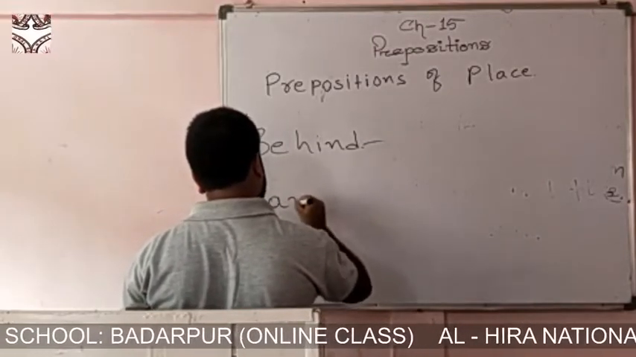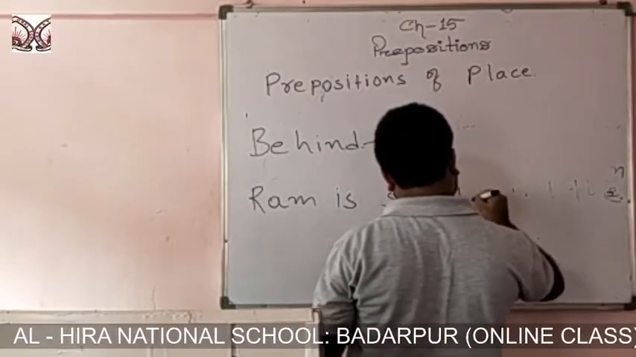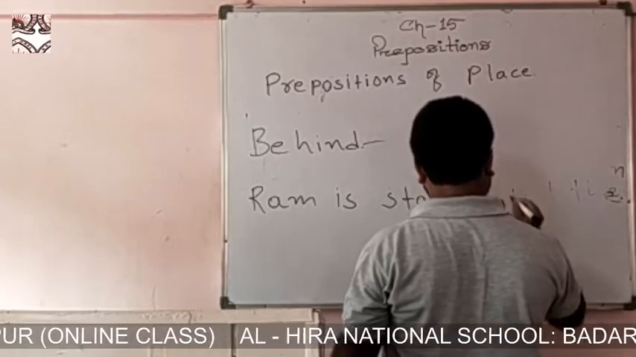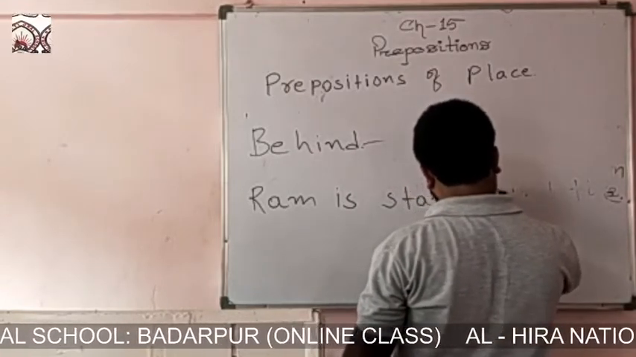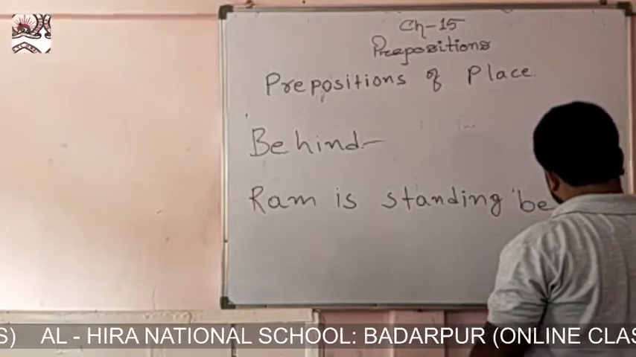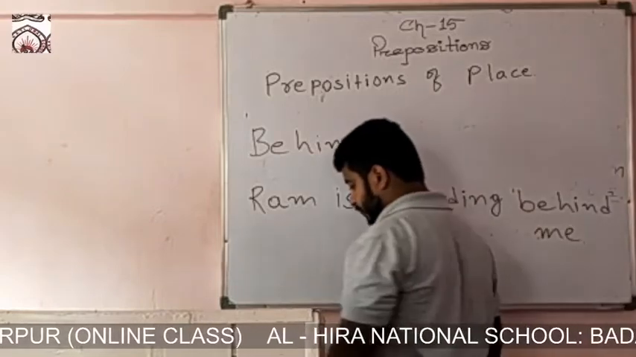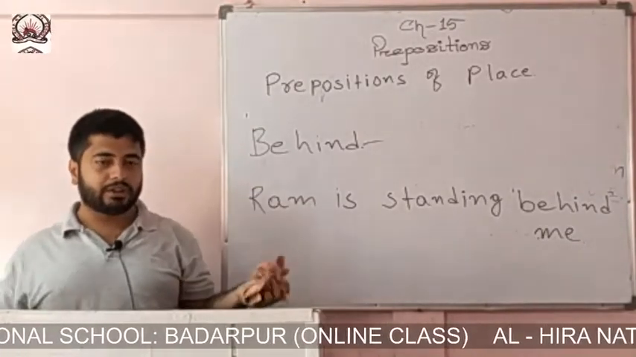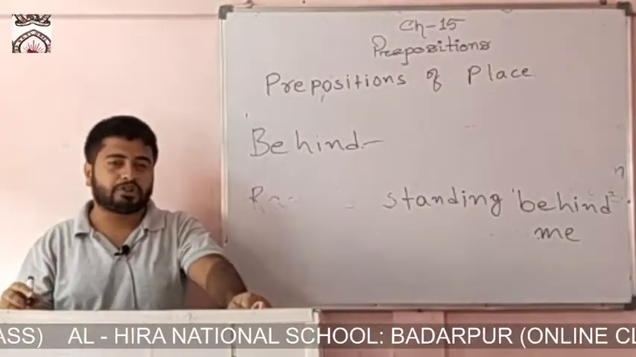Ram is standing behind me. Ram is standing behind me. That means we use behind to express something which is in our back. You can say Ram is standing behind me. I hope you have understood where to use the preposition behind.